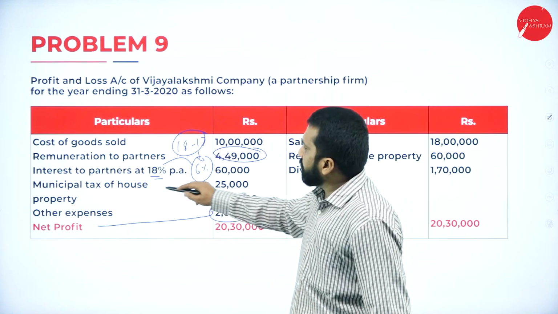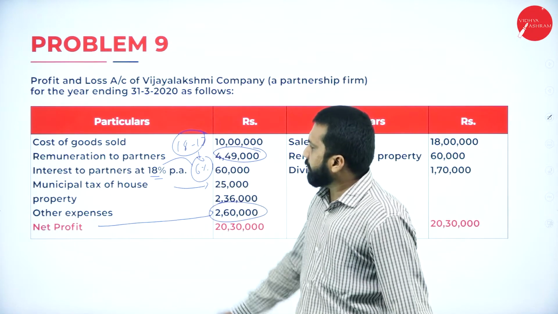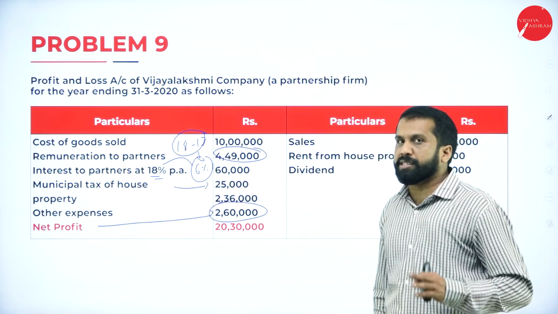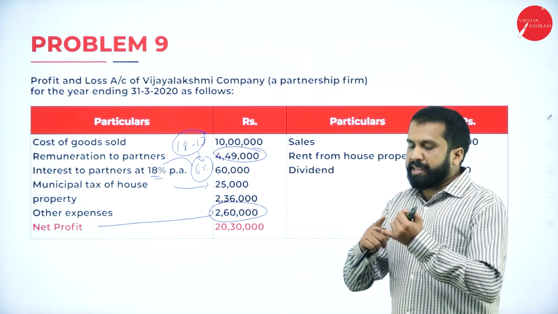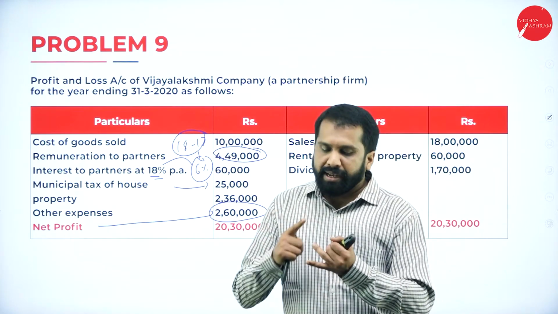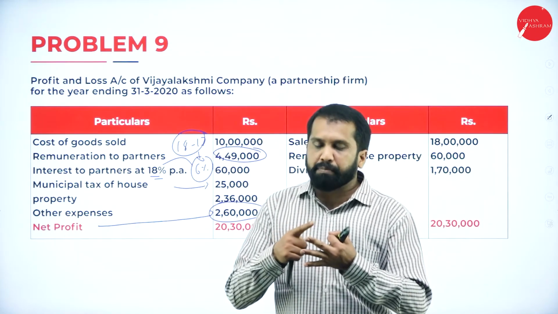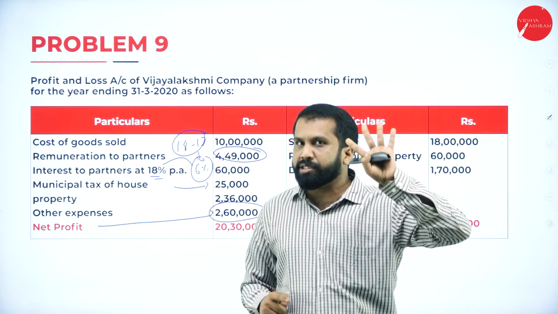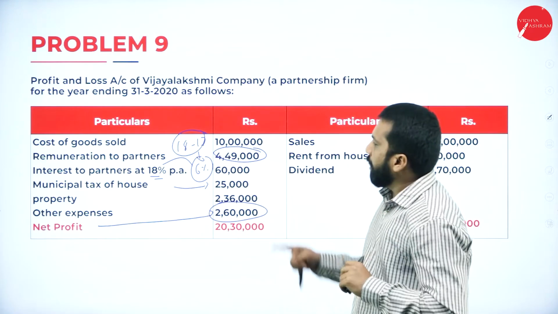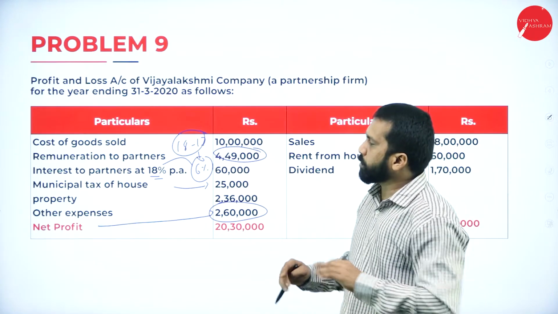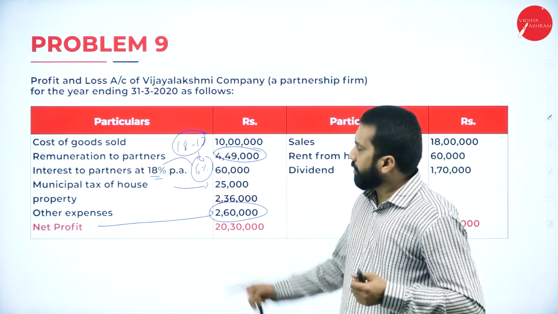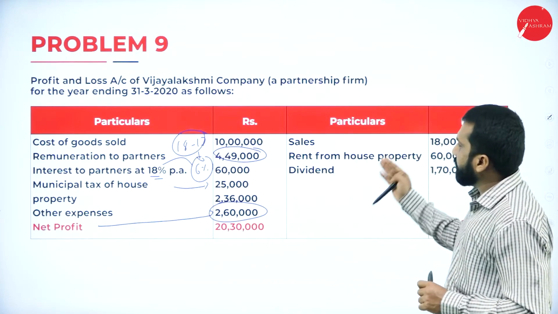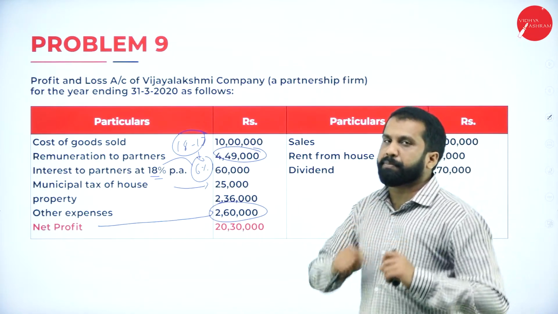Then municipal tax of the house, take. House property, take. Other expenses are part of the business. Only concentrate on what? Anything given to partners, any taxes paid, any provisions made, any donations made. These are the 4 things you are supposed to take. Other expenses, cost of goods sold, everything is a part of the business. So these are the things to be added, and these are the things to be subtracted.